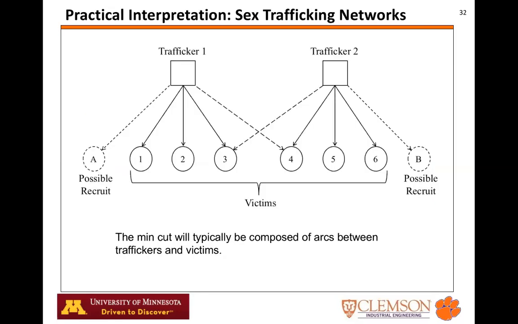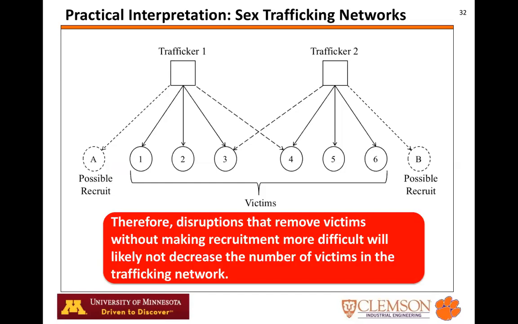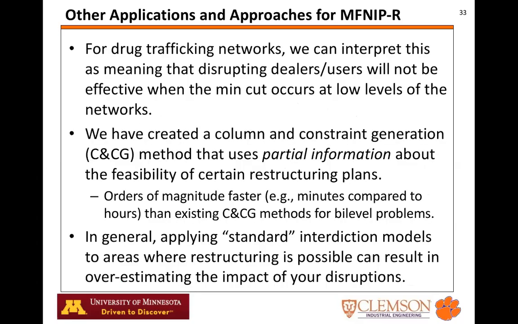And typically what happens in sex trafficking networks is the min cut is going to be composed of arcs between traffickers and victims. So if we remove a victim from the trafficking situation, then ultimately the reaction of the trafficker will cross the min cut. So we don't satisfy the properties of that theorem. We may make things worse than they were originally. So what this motivates is we need to disrupt recruitment simultaneously as we're removing victims from their trafficking environment as well. A little bit more detail on some of the mathematics.